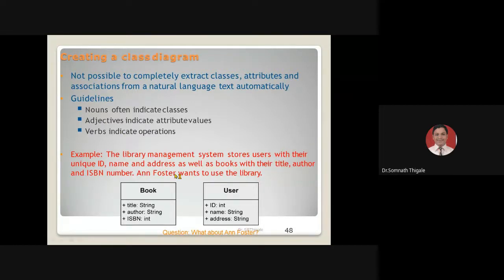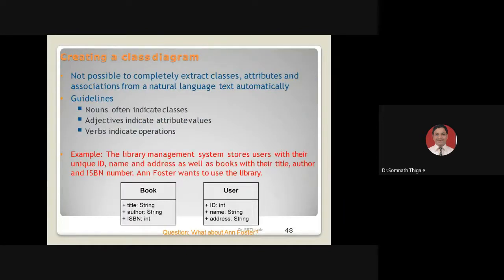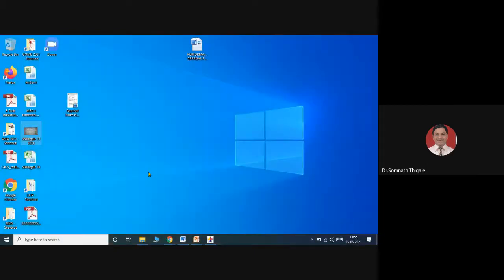Let's take an example. The library management system stores users with their unique ID, name and address, as well as books with their title, author and ISBN number. So there may be different users, and I can use different scenarios for understanding purposes. Okay, so let's take an example of a university information system. But before that, we will see the library management system.